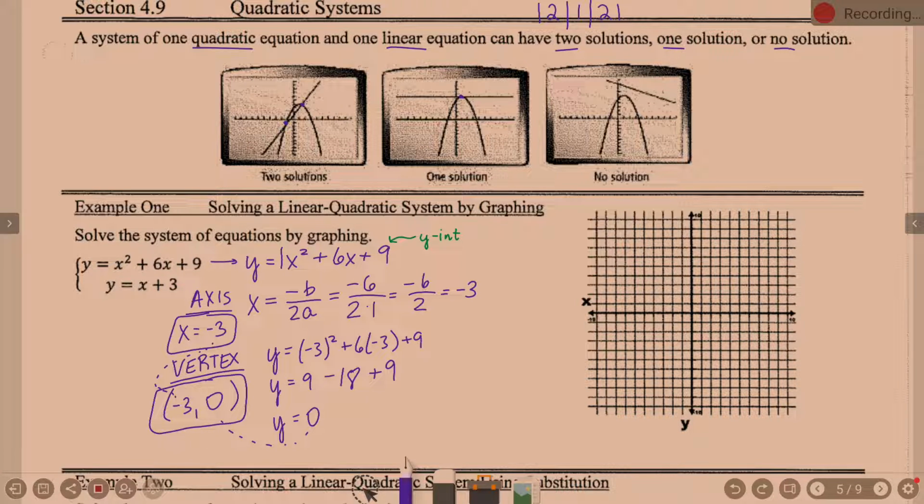Now, axis of symmetry, x equals negative 3. So I'm going to go left 3. And when you are expected to draw the axis of symmetry in, it's just drawing that dotted line in. And then a vertex of negative 3, 0. Says my vertex is right there. Okay. And then we have a y-intercept of 9. Where's that at?